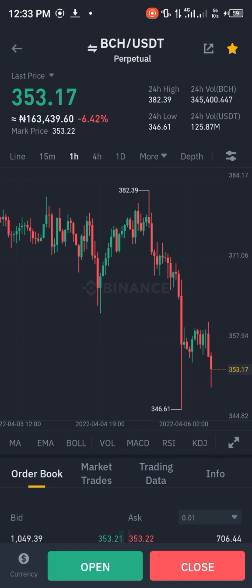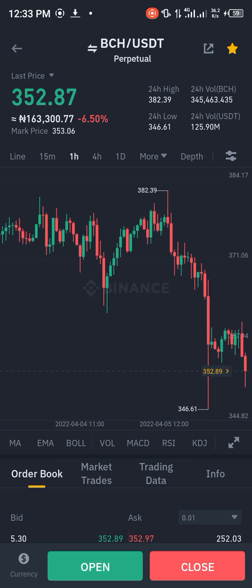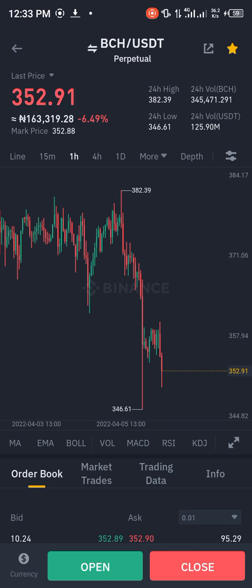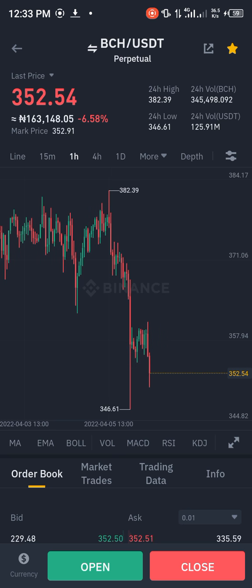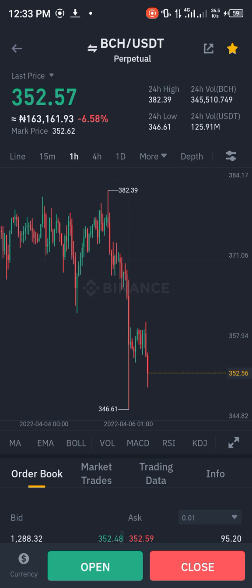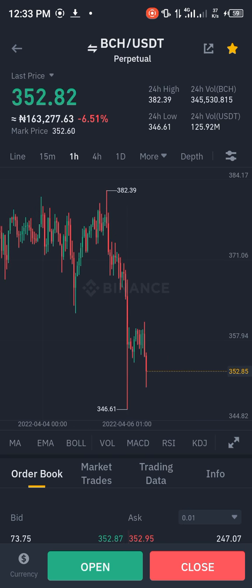Yeah, guys. So we're using the BCH USDT pair for this analysis. What I'm going to give you here is how I make my own technical analysis, using tools like Fibonacci and all of that, which are effective in making technical analysis. Me personally, as a scalper and as a swing trader, I make use of Binance indicators quite a lot.